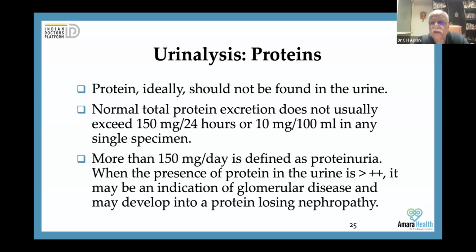When the protein in urine is more than 2 plus, it may be an indication of some disease of the glomeruli. Commonest being, if it's a child, glomerulonephritis, if there is fever, and it may develop into a protein-losing nephropathy like nephrotic syndrome. So you have a child who has a fever, you have given antibiotic for the throat, it's not going, and the child starts getting smoky urine and proteinuria, maybe occult blood present: acute glomerulonephritis.